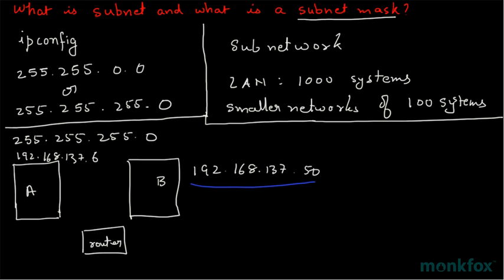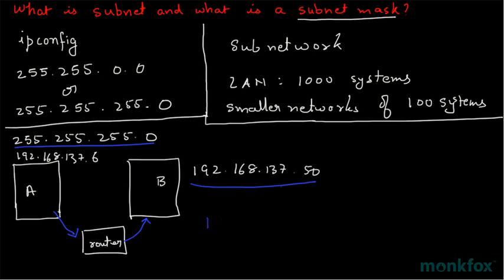Now when A wants to send a packet to the target IP of this .50, it sends the packet to the router. The router reads this target IP, and then it reads the subnet mask. Since the subnet mask for machine A is 255.255.255.0, the first three parts of the IP address will be on the same network. In other words, any IP address which starts with 192.168.137 will be on the same network. So the router directly passes it to B.